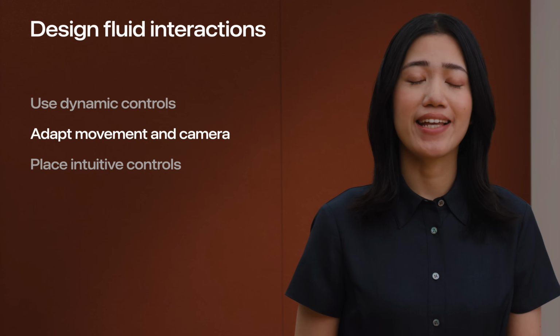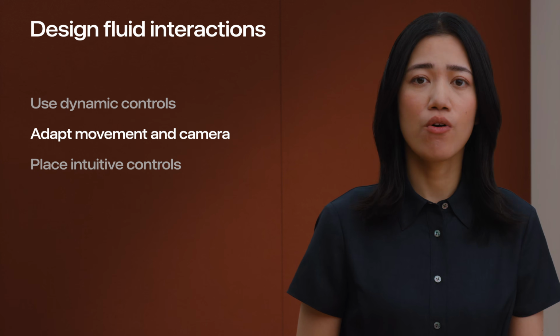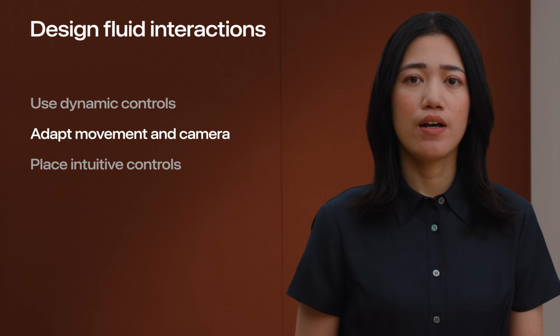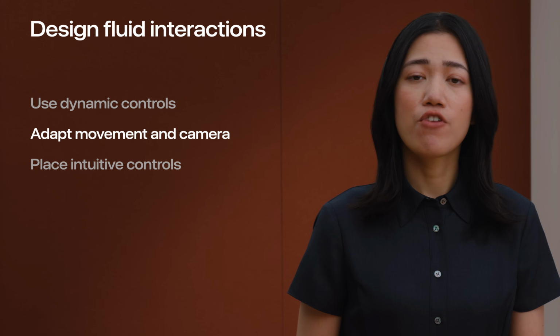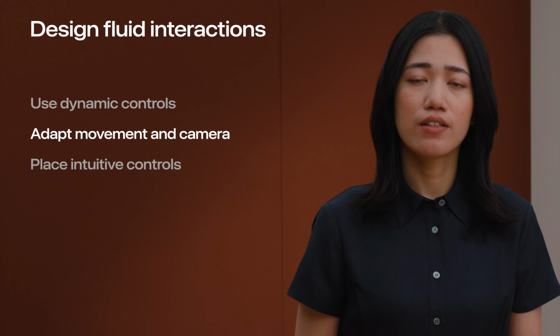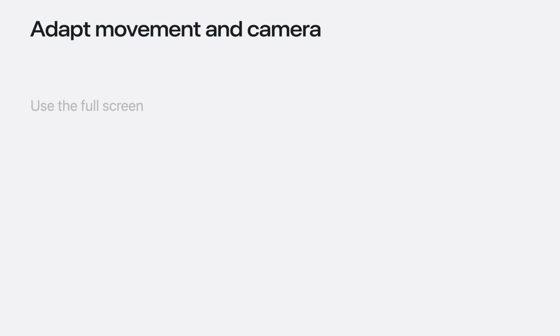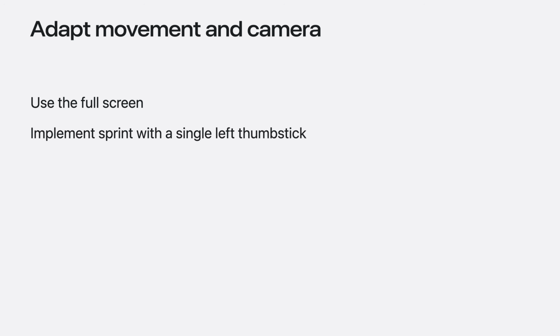Smooth character and camera movement are essential for a great feeling game. So how do you adapt those from a physical controller to touch? I'll use the full screen for both character and camera movement. For sprinting, I'll use a single left thumbstick without an extra button. I also replace the right thumbstick with a touchpad.